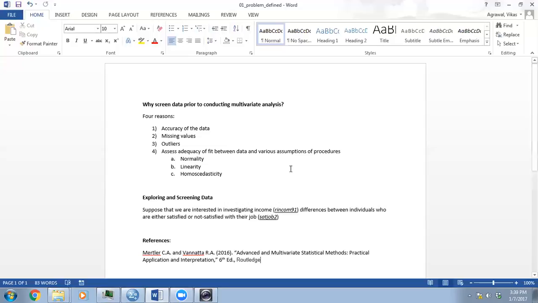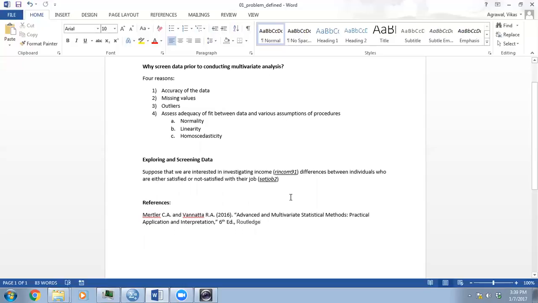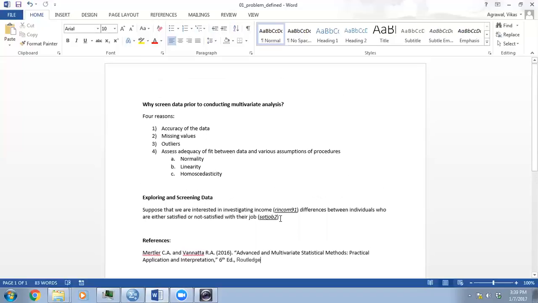Let's say we are interested in investigating income, that's a variable name, differences between individuals who are either satisfied or not satisfied with their job. Sat job 2 is the name of the variable. So this is a typical case of a very simple ANOVA, where you have one dependent variable, which is ratio scale, and one independent variable, job satisfaction, which has two categories. So it's categorical. So let's go ahead and analyze the data and go through all these four points here.